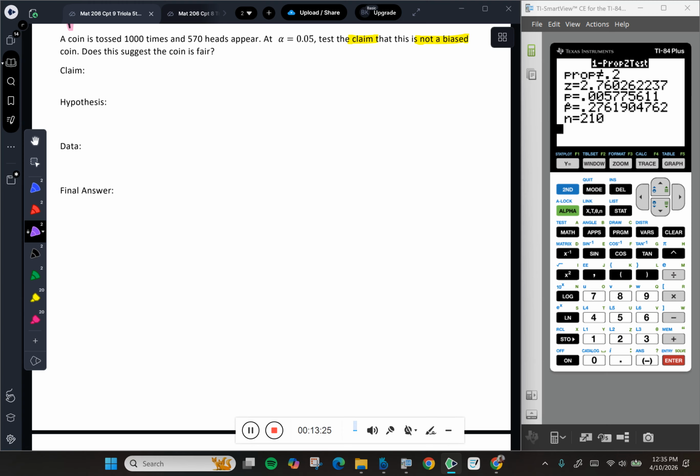Well, if my claim is the coin isn't biased, then essentially I'm saying the coin is good. And if the coin is good, what should be the proportion of heads? It should be about half. It should be half, 50%. So if the claim is a statement of equality, that means it's the null. The alternate then is the coin is biased, right?